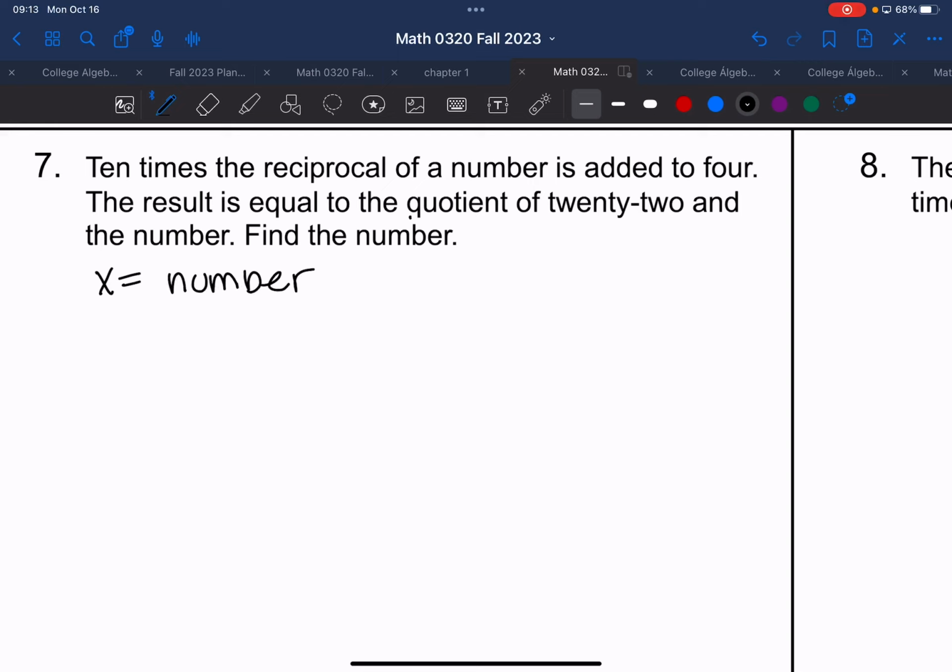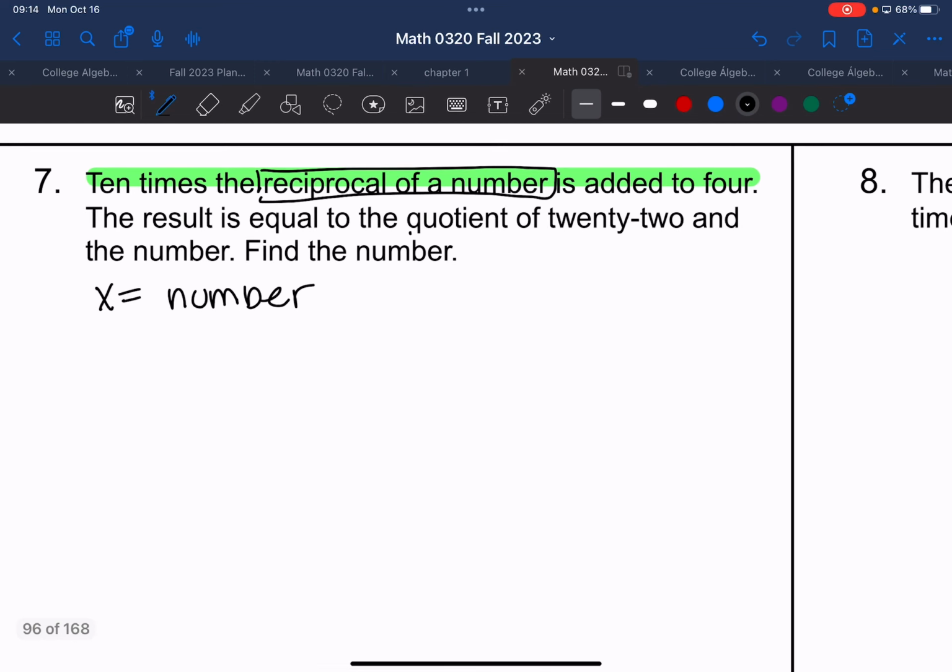number. The first sentence here tells us the first side, the left side of the equal sign. So it says 10 times the reciprocal of a number. Okay, so reciprocal of a number, which is x, would be written as what? What's the reciprocal of x? 1 over x, because reciprocal means we flip it. So reciprocal of x is 1 over x. And then 10 times that. So how would we write 10 times 1 over x?